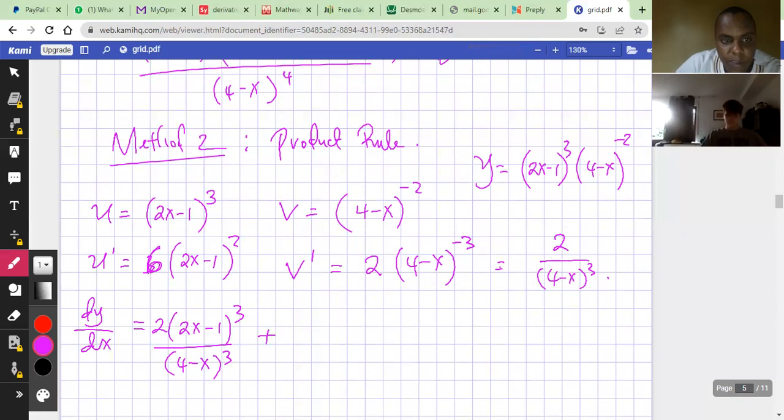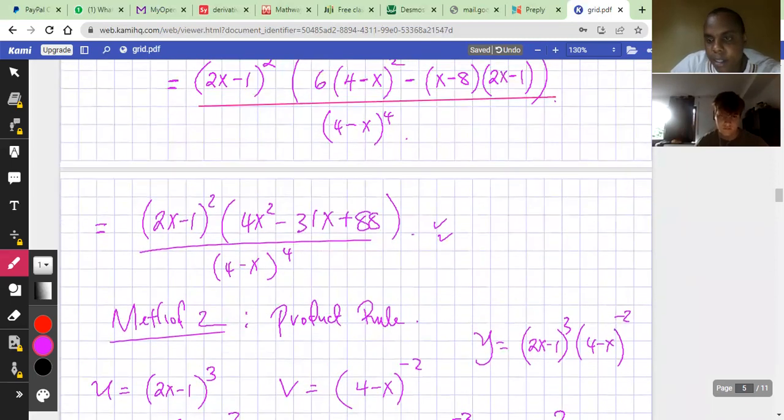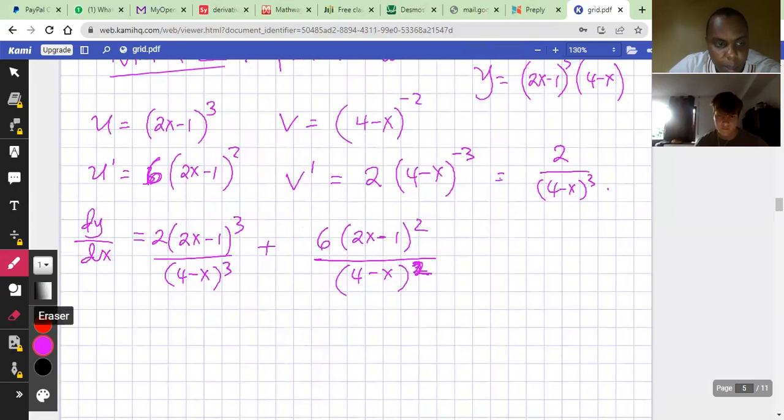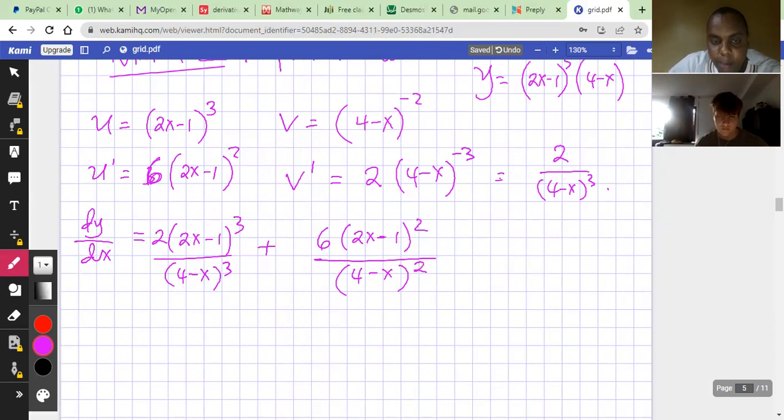Next we go to u prime v, which is 6 (2x minus 1) squared over (4 minus x) squared. So the product rule would give us that answer. And believe you me, these two answers would be the same. Even if their structure doesn't look like the same thing, they will definitely be the same if we simplify.